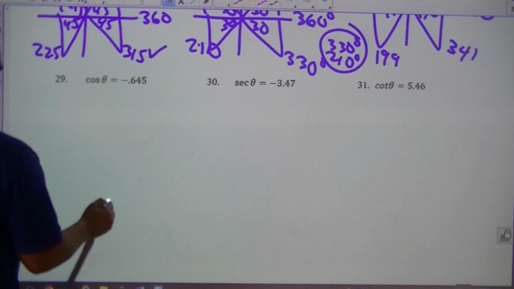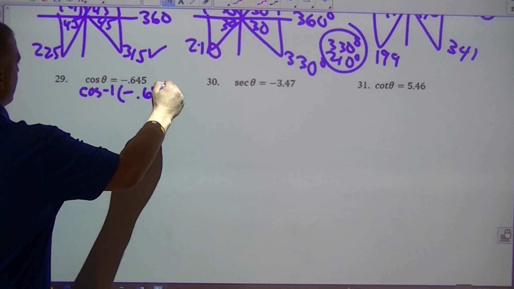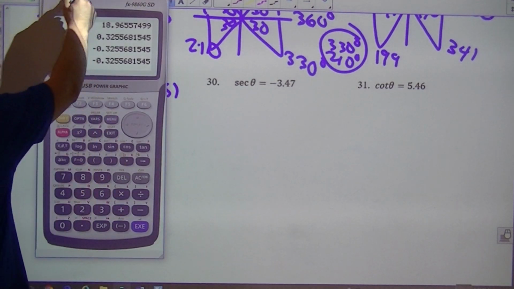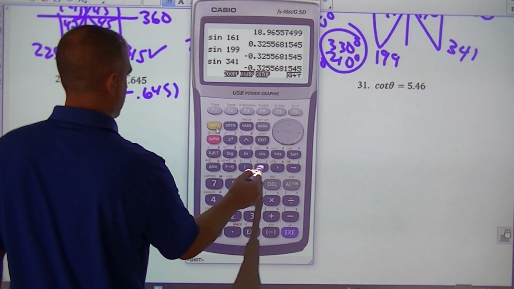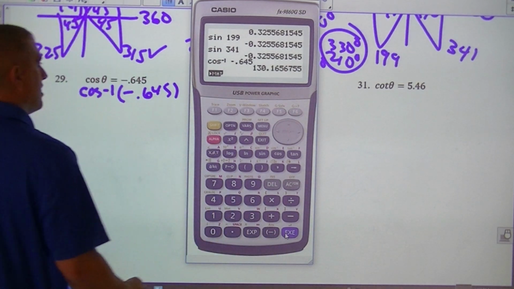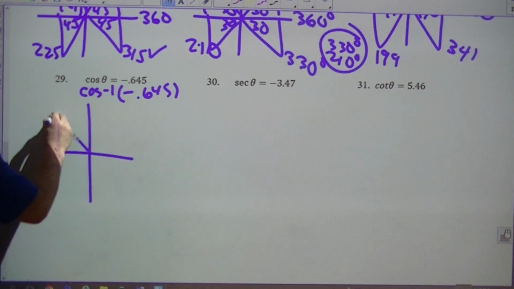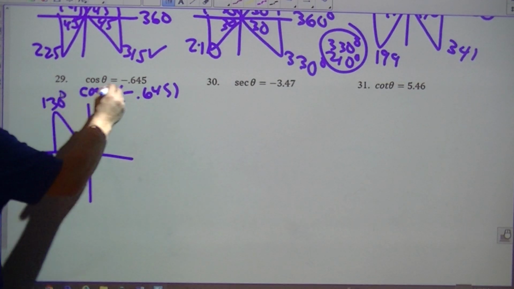Cosine, so I'm going to do inverse cosine of negative 0.645. Once again, I'll be looking for all the negative ratios. So that's going to be about 130 degrees. All right, so where's 130? Well, 130 would be here. All right, 130 works.